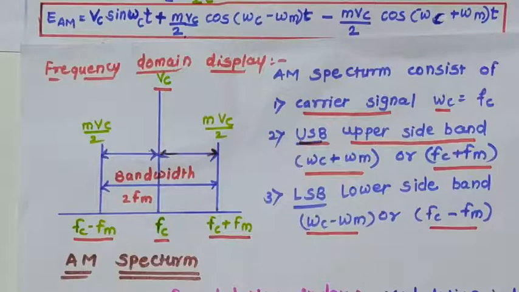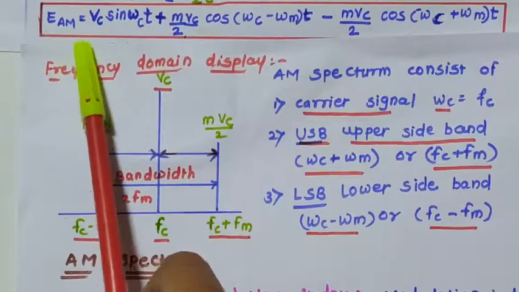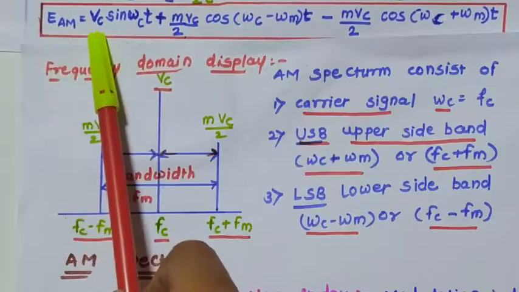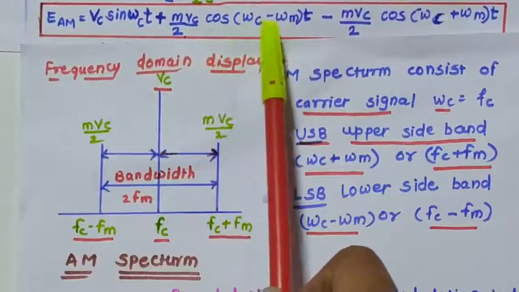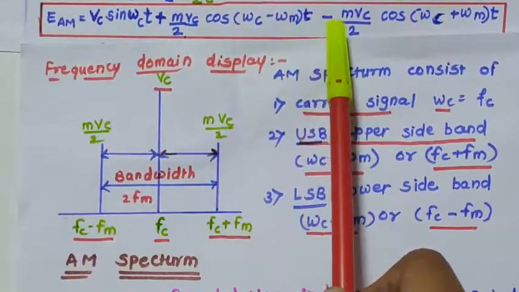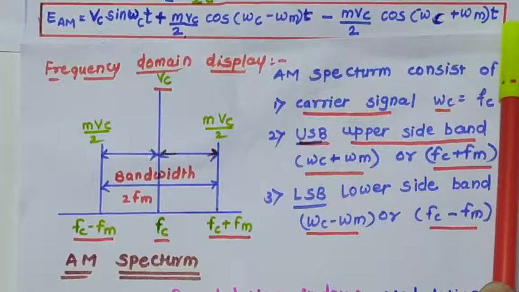Students, in the previous lecture we have studied the necessity of modulation, types of modulation and amplitude modulation in detail, that is, the definition of amplitude modulation and its mathematical expression. The mathematical expression of amplitude modulation is given here: e_AM = Vc sin ωc t + (mVc/2) cos(ωc − ωm)t − (mVc/2) cos(ωc + ωm)t.